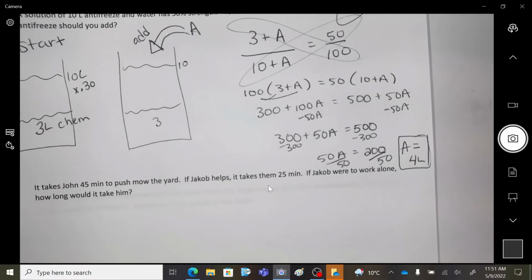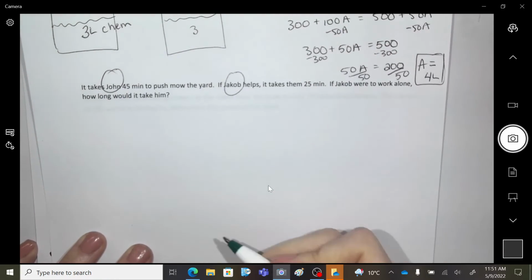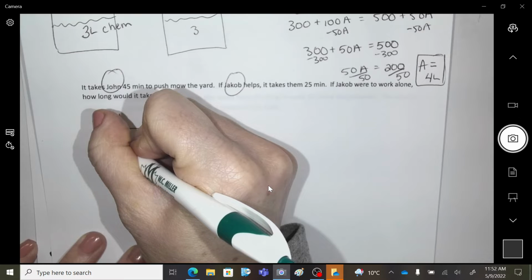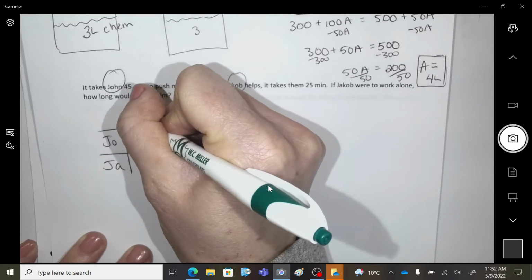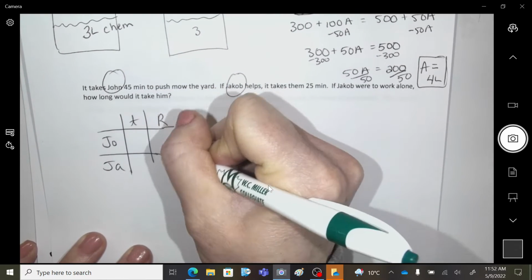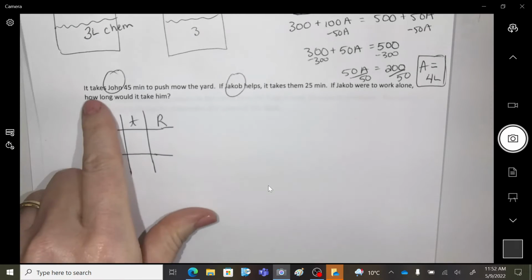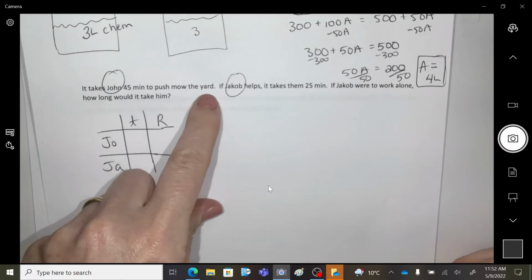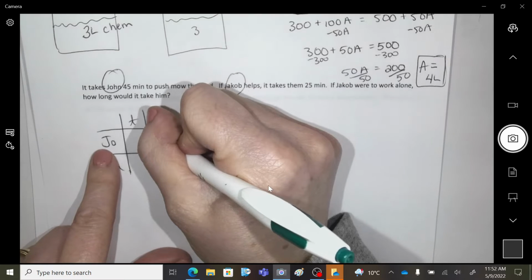Okay, we have John and Jacob working. Oh, I shouldn't have used 2 J names, but John and Jacob, they're both working. So time and rate. It takes John 45 minutes to push mow the yard. Is that a time or is that a rate? John, rate.